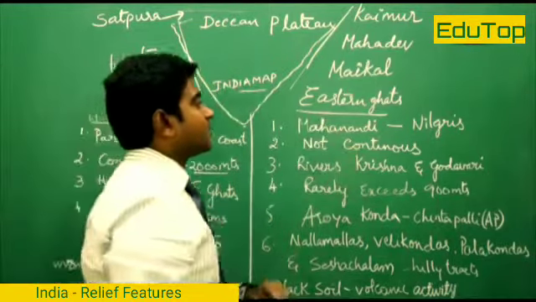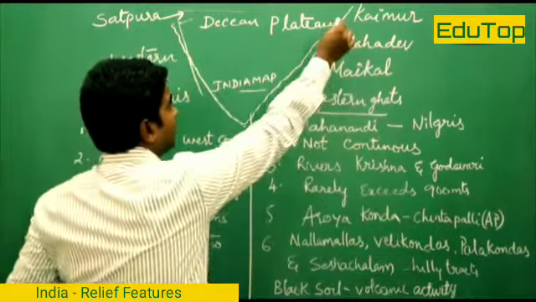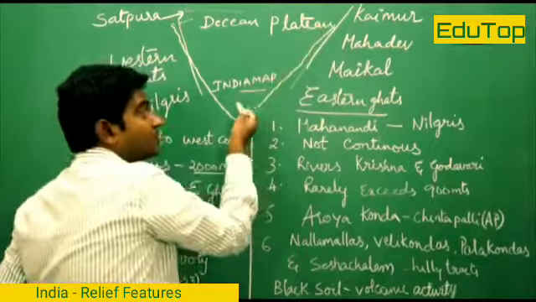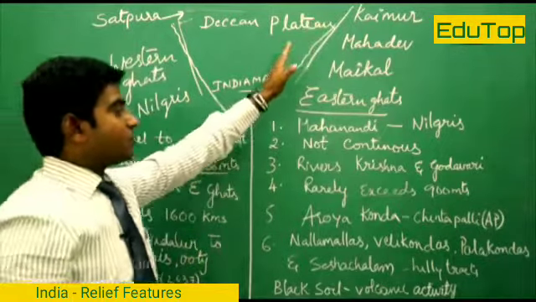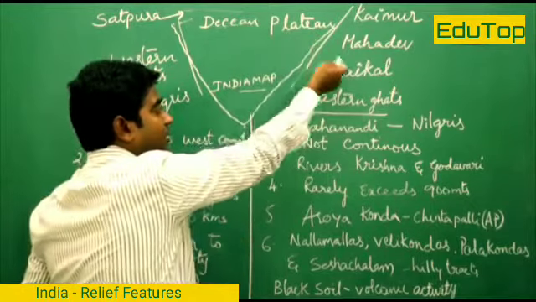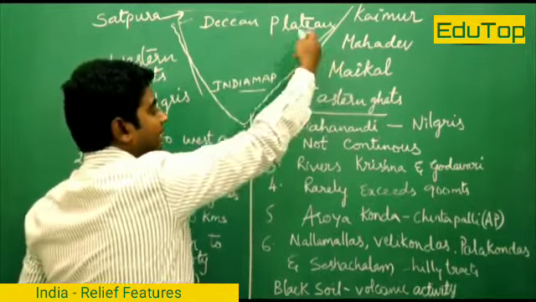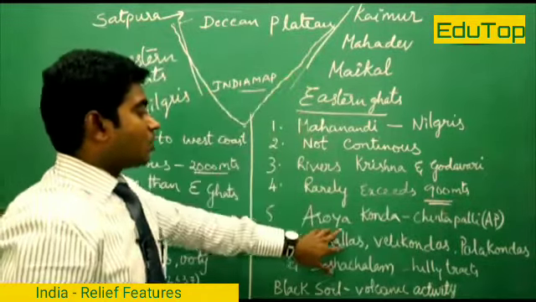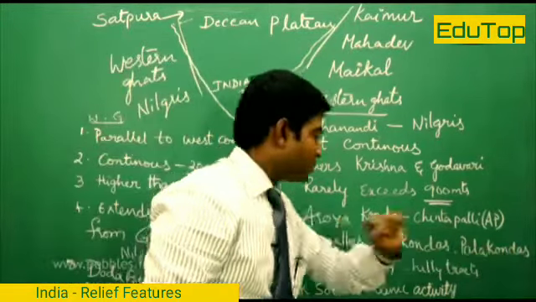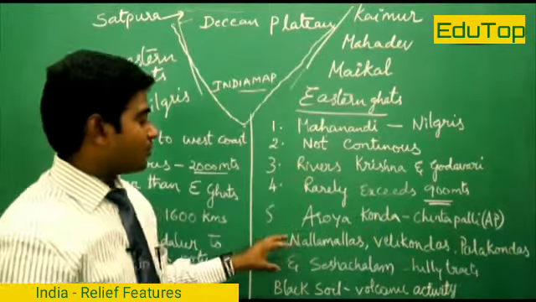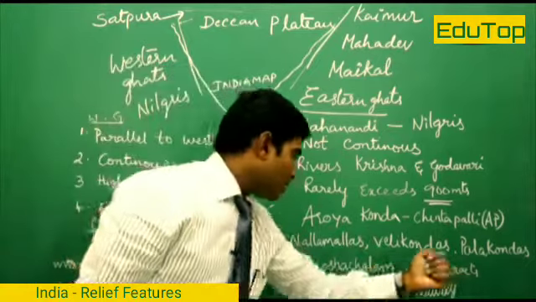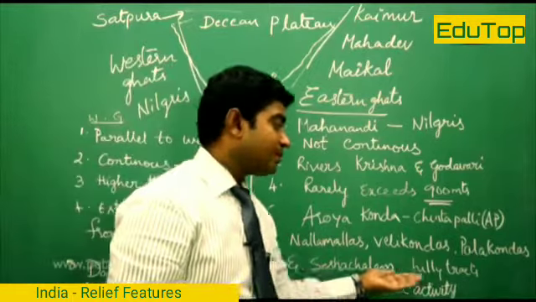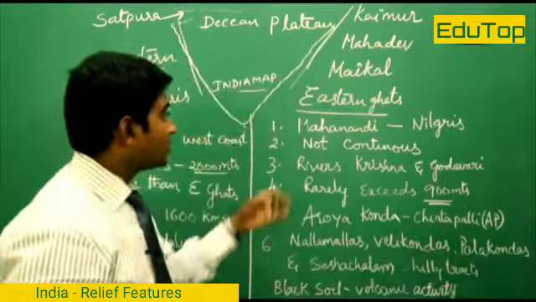Moving towards the Eastern Ghats, on the north we have the Mahanadi region, with the hills moving till the last edge, the Nilgiri Hills. They are not continuous like the Western Ghats. They are broken up by the rivers Krishna and Godavari, which cut through and fall into the Bay of Bengal, and they rarely exceed a height of nearly 900 meters. The highest point of the Eastern Ghats is Arma Konda, in Chintapalli of Andhra Pradesh. We also have the Nallamala, Velikonda and Palakonda hills, and the famous Seshachalam hills, where the holy temple of Tirupati is located. These are the hilly tracts on the eastern part.